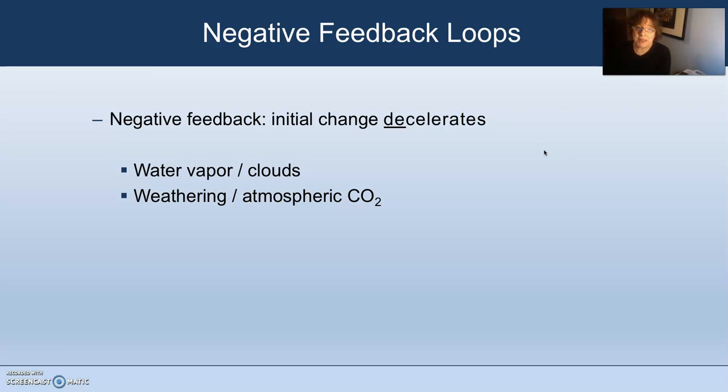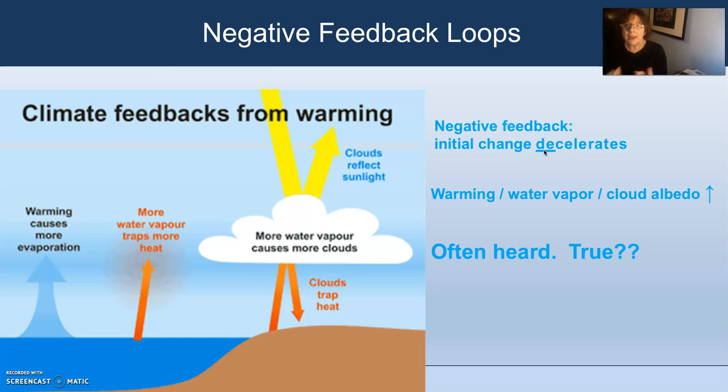Now, negative feedback loops. There's some controversy here, but here's one that we can work on: water vapor and clouds and weathering. When it comes to water vapor and clouds, this is a very controversial feedback loop. You will hear many people discuss the fact, well, if we have warming, we'll have more evaporation, and then we'll have more clouds, and then we'll have more reflectivity, so we'll have cooling.